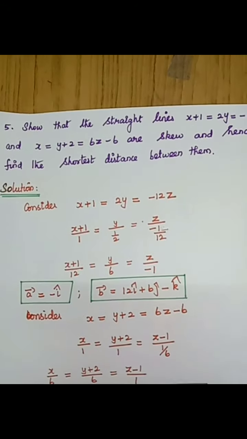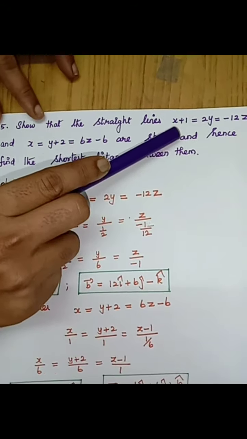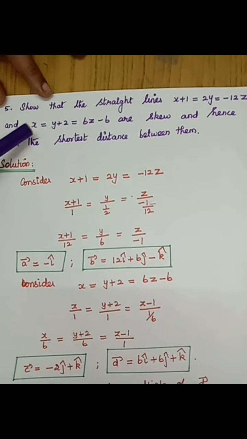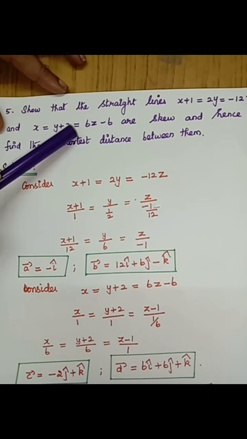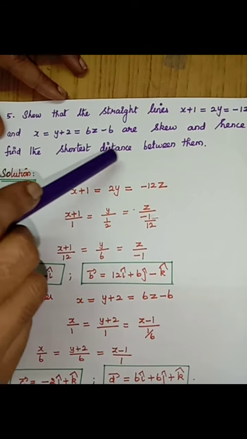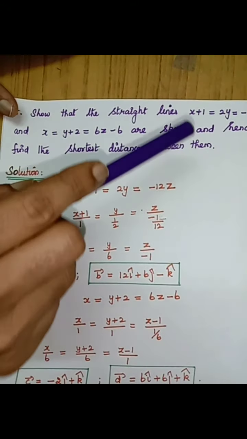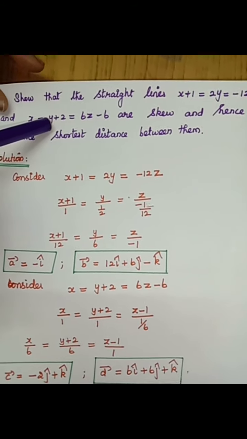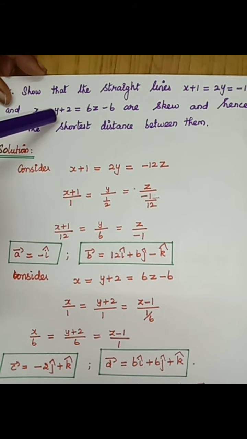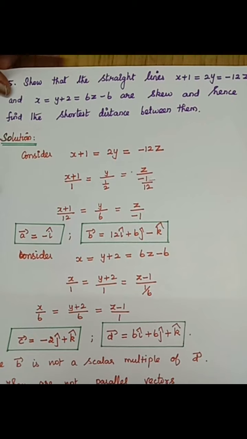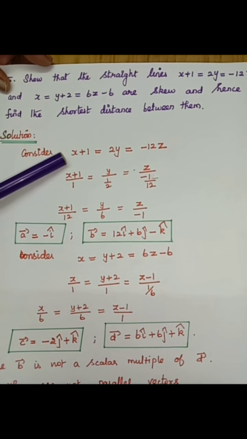Show that the straight lines x plus 1 is equal to 2y is equal to minus 12z, and x is equal to y plus 2 is equal to 6z minus 6, are skew, and hence find the shortest distance between them. Here the equations are given in the Cartesian form. In the previous problem it was in the vector form. If the equations are in the Cartesian form, you have to check whether they are written in the correct format of the line.